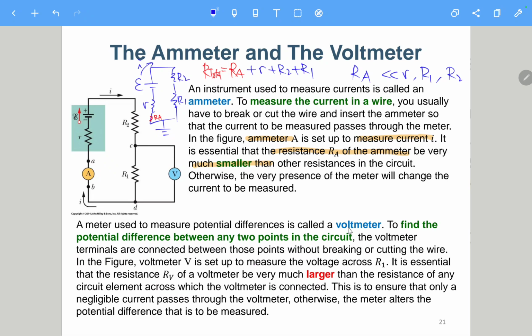Okay, and the voltmeter is used to measure the voltage. Say you try to measure the voltage across R1. To find the potential difference between any 2 points, the voltmeter is connected to those points in parallel. And you hope that RV should be large. Here it says, for the voltmeter, it is essential that the resistance RV of the voltmeter should be much larger than the resistance of any element of the circuit. Because here, you will have a resistance.